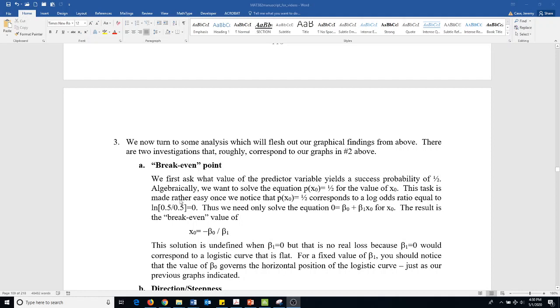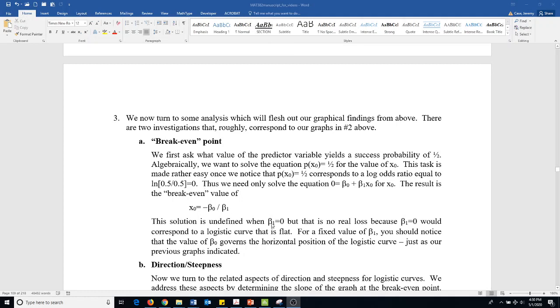And so we want to know where the break-even point is. The break-even point would be where it's 50-50, so the probability is 1/2 and the odds would be 1 over 1. And we could solve for that, and x turns out to be equal to minus beta naught over beta 1. It's undefined when beta 1 is 0 because that corresponds to logistic curves that are flat. And so for fixed beta 1, beta naught governs the horizontal position, just as our previous graphs indicated.